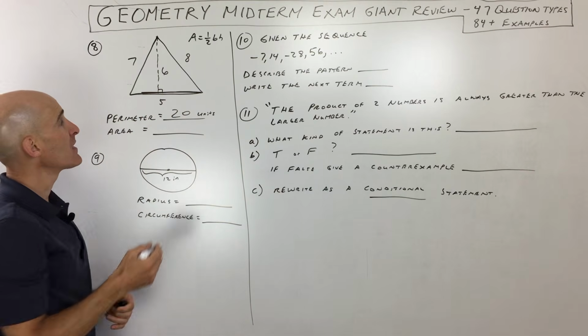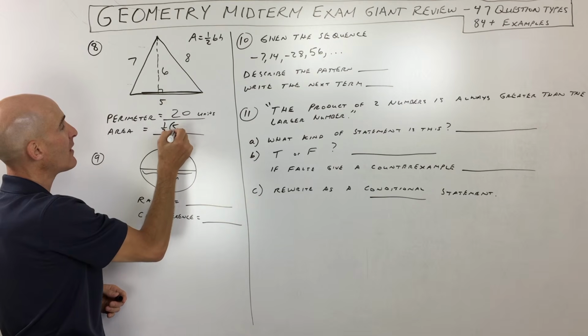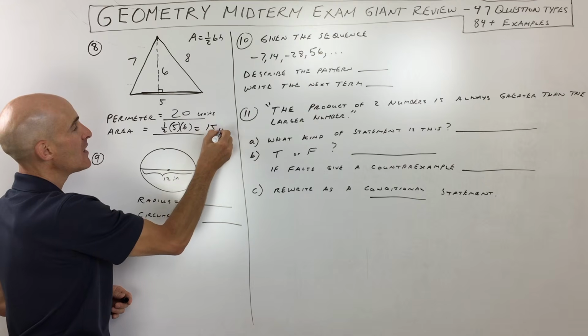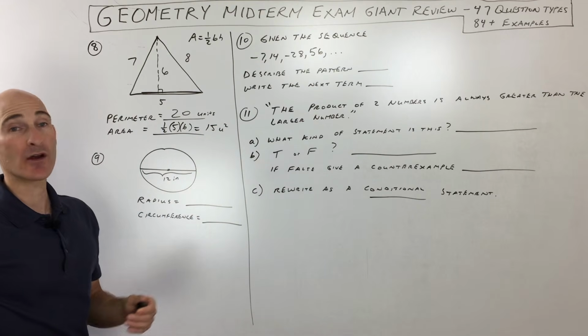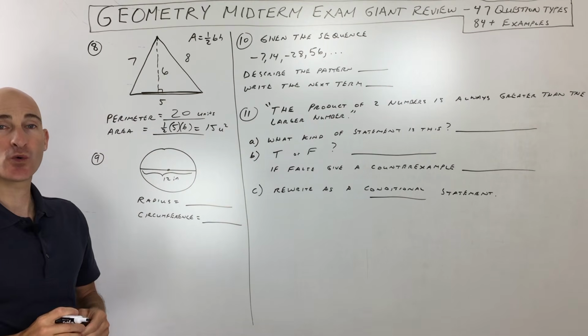Okay, so that's 6. So what we have is we have 5 times 6 times 1/2. So let's write that down, 1/2 times 5 times 6, that's 30. Half of 30 is 15. But here what you want is units squared. Okay, so for area, it's two-dimensional, and you're trying to fill it up with 1 by 1 squares.